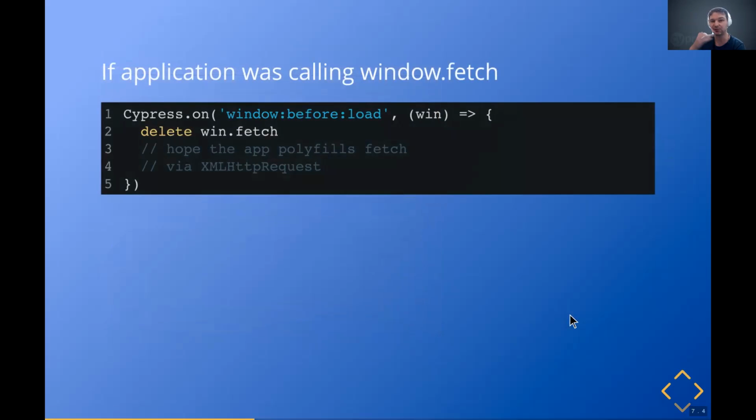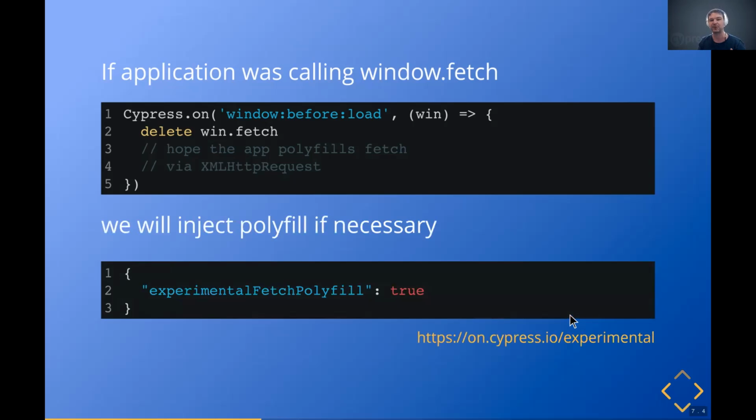Well, with newer applications, they don't use XML HTTP requests. They use the newer window.fetch. So we said, hey, you want to use our method of stubbing and spying on the network? Before every load, just delete window.fetch and hope that your application includes a polyfill. Your application knows that if it's running on a browser without window.fetch support, it has to drop down to XML HTTP request. Well, many applications did not include polyfills anymore. So we say, okay, we'll include a polyfill for you. Just stop complaining about it.